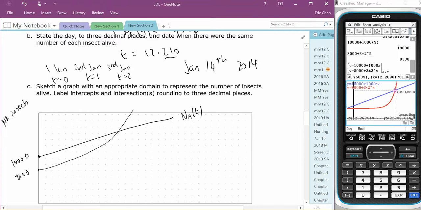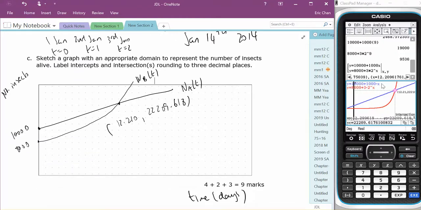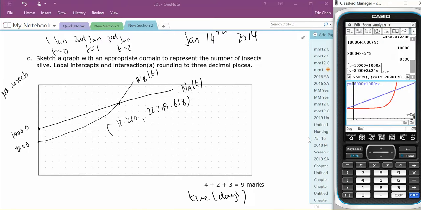The intersection point is 12.210, 22209.618. This is N of t, not b to the power t, it's function notation. We've got to work out what the value is at 15 for either one of them. So just go xcal, ycal, and we want to find the y value at x equals 15.